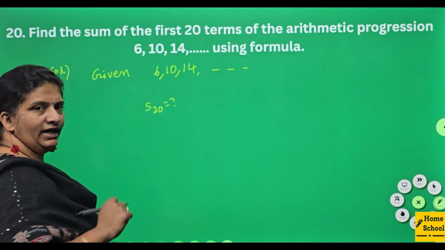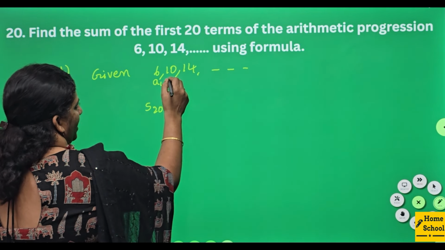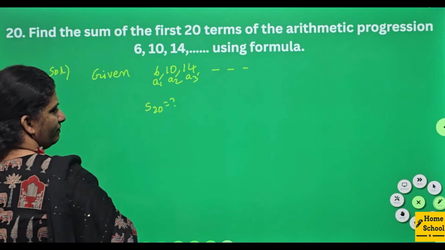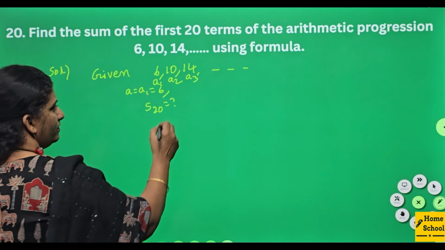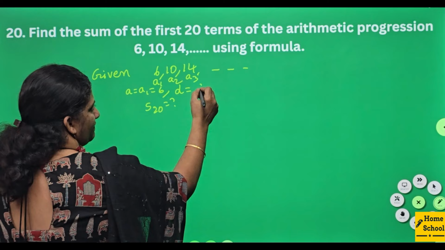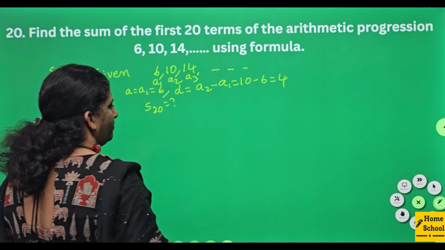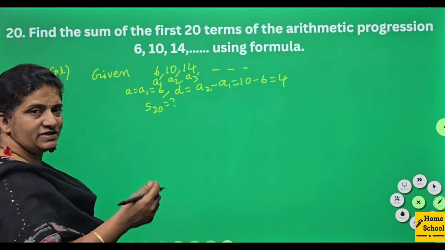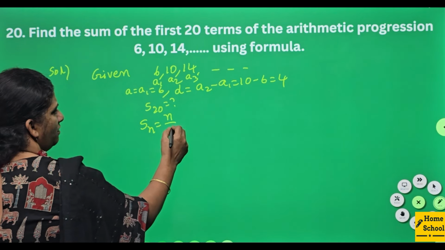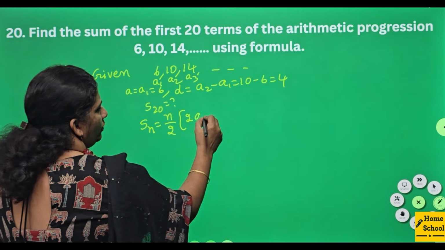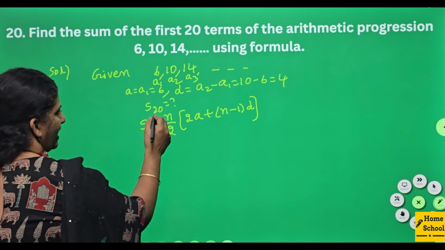Sum of 20 terms. In an arithmetic progression, you write the terms in the form of a₁, a₂, a₃. First term a is a₁, that is 6. Then common difference d is a₂ − a₁, that is 10 − 6 = 4. We know a and d values, substitute in the Sn formula. Sn = n/2 [2a + (n − 1)d]. n value is 20.